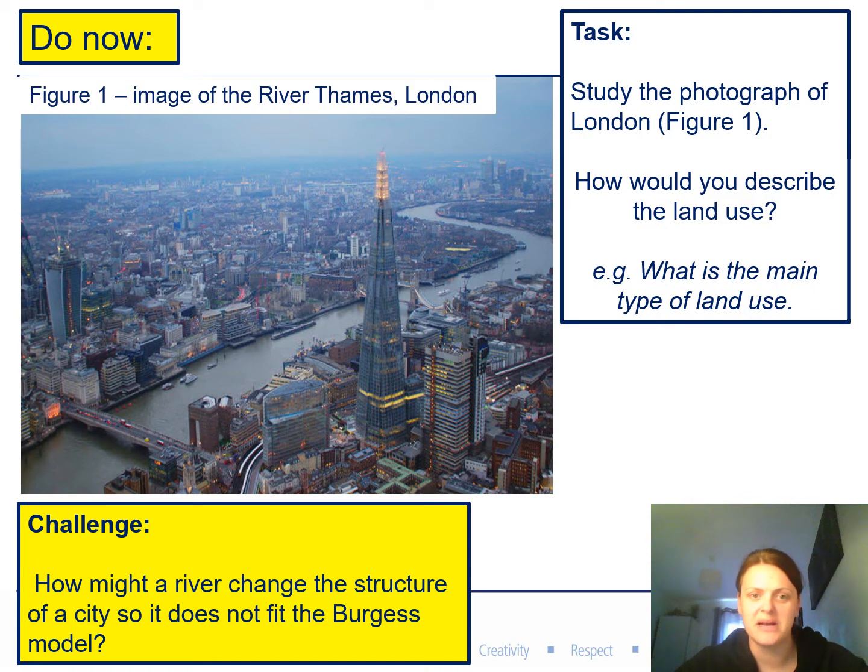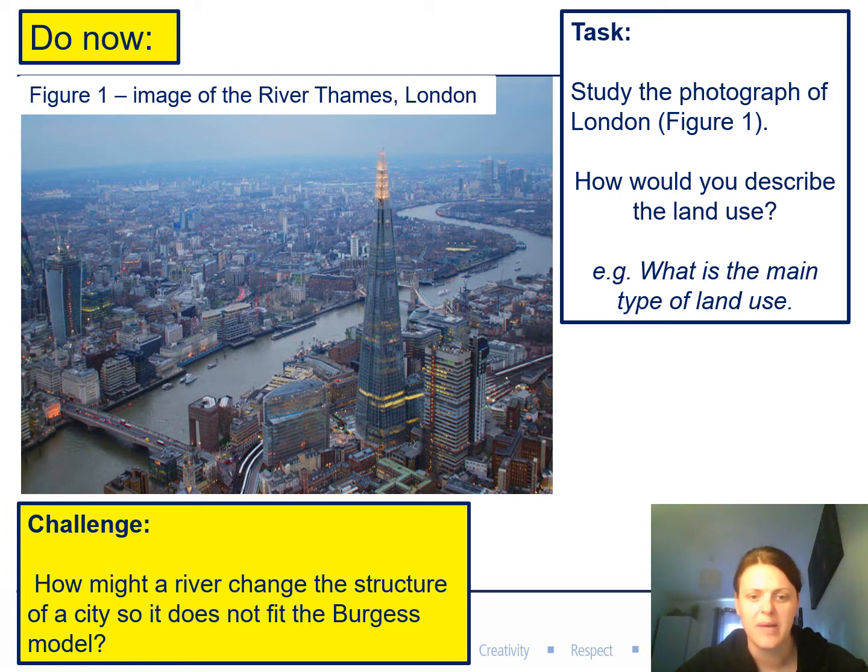This image is very familiar to us. It is the River Thames, it's London. You can see the Shard here, the tallest building. So have a look at that figure. Look at it in detail. How would you describe the land use?